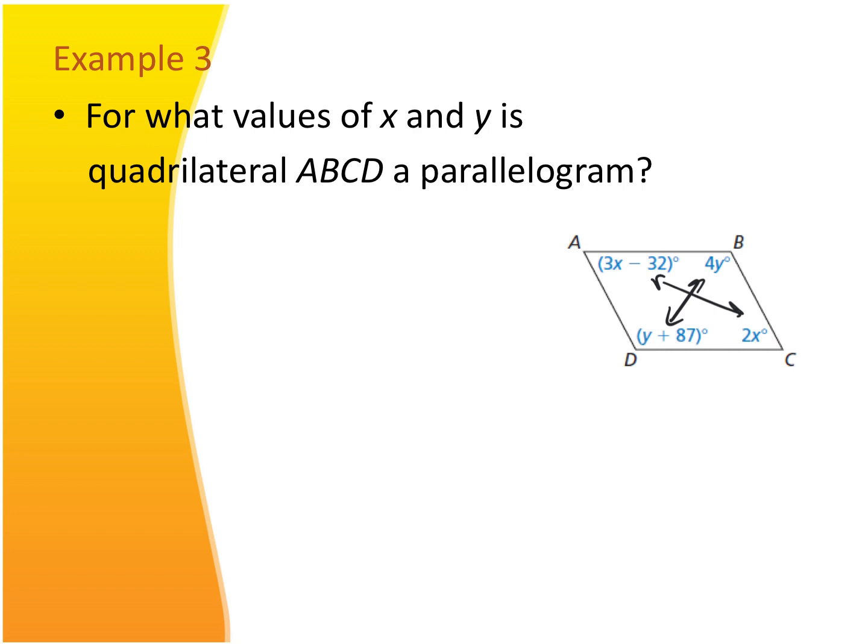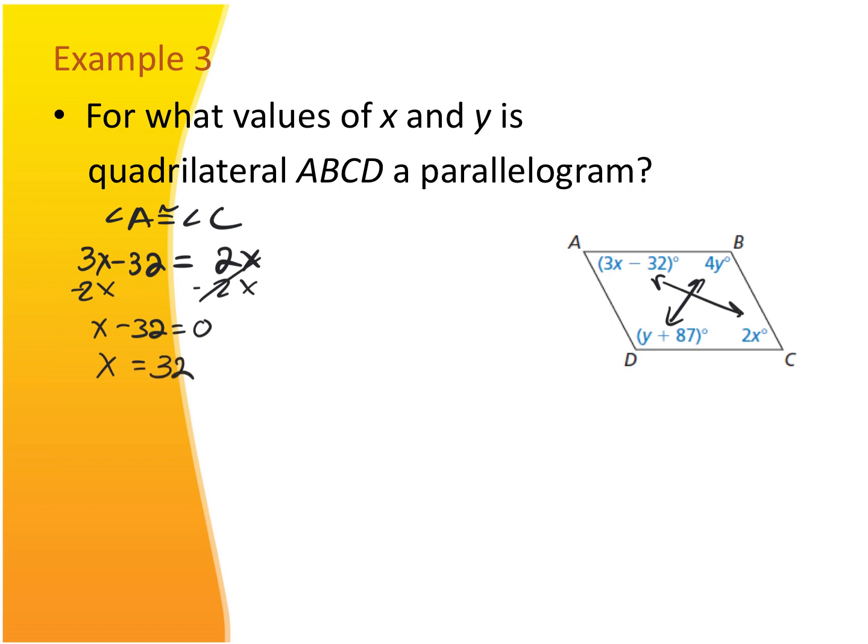So I'm going to solve for x first, just because I feel like solving for x first. It's in the top left corner. So we can say angle A is congruent to angle C. We do angle A, 3x minus 32, congruent to angle C, which is 2x. I'm going to move the 2x over, so I get x minus 32 equals 0. Then I move the 32 over, and I get x is equal to 32.